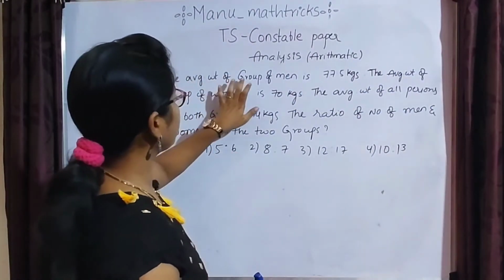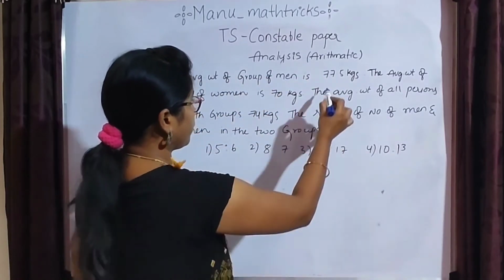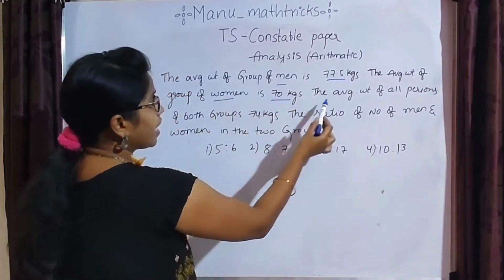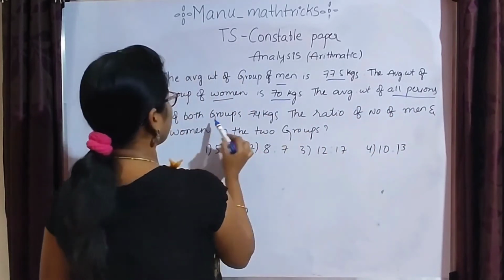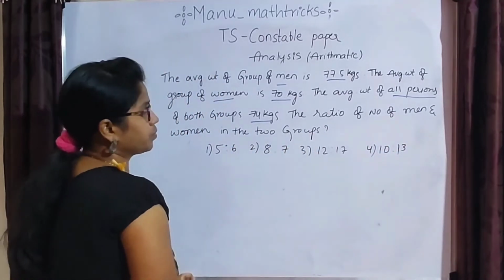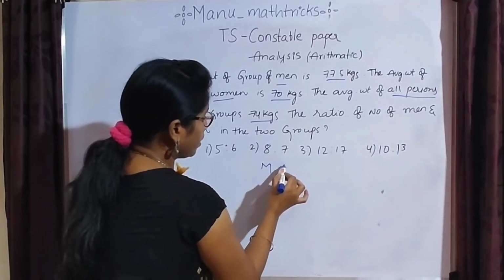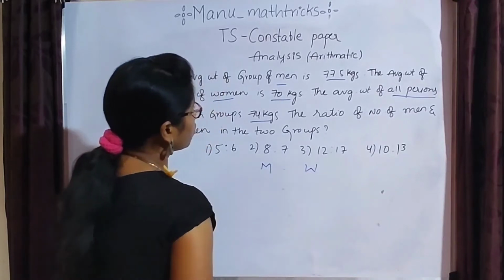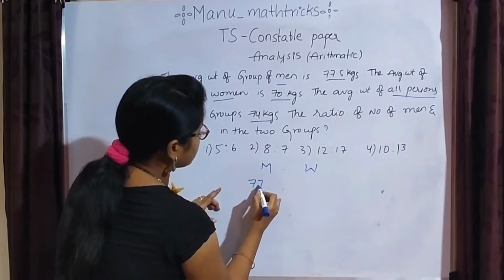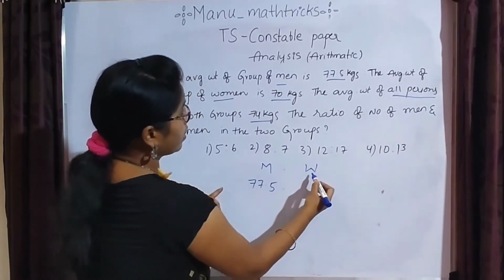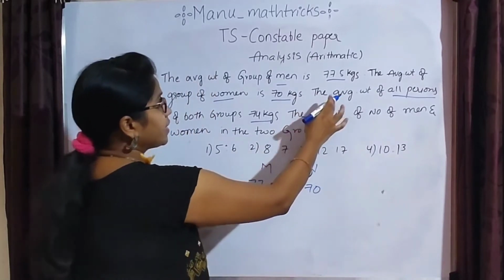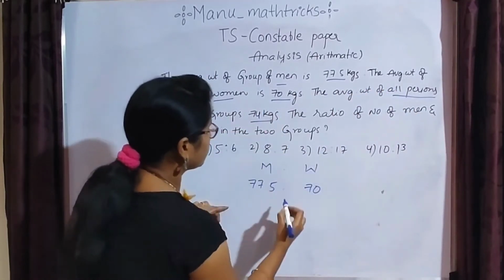Here he is saying the average weight of a group of men is 77.5 and the average weight of a group of women is 70. The average weight of all persons of both groups is 74. He is asking the ratio of the number of men and women in the two groups.